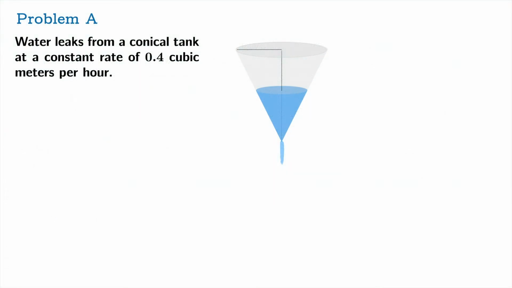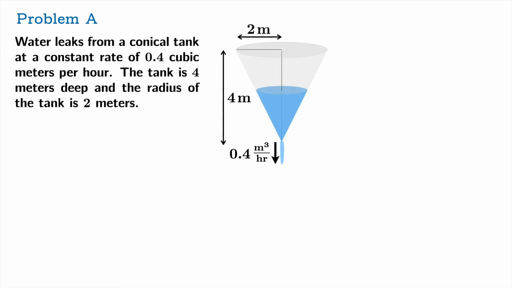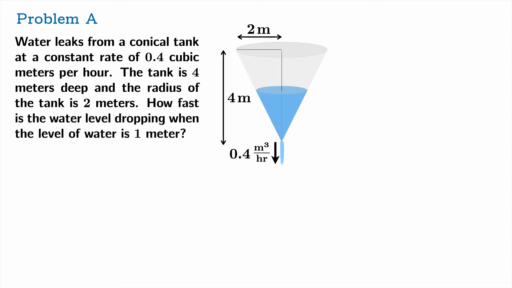So here's our first problem. Water leaks from a conical tank at a constant rate of 0.4 cubic meters per hour. So here you can see schematically we've got the water leaking out of the tank at a rate of 0.4 cubic meters per hour. The tank is 4 meters deep and the radius of the tank is 2 meters. So we'll label those dimensions in our diagram. How fast is the water level dropping when the level of water is 1 meter?